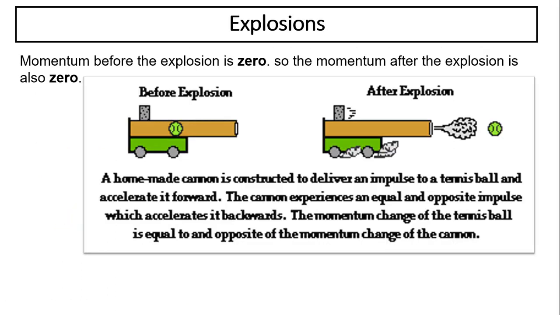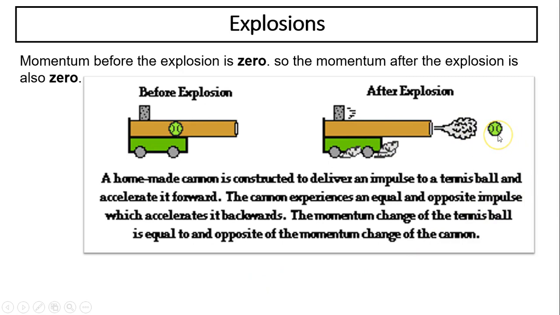Another special case of momentum conservation is explosion. Explosion happens when initially the momentum is 0. For example, this tennis ball in a homemade cannon. When the tennis ball is fired, the cannon is going to go backwards, but the total momentum is conserved. So total momentum after equals total momentum before. Total momentum before is 0, so total momentum after has to be 0. Total momentum after is the momentum of the cannon plus the momentum of the ball. So they have to be opposite and equal to each other.